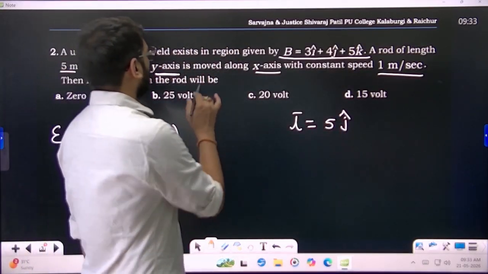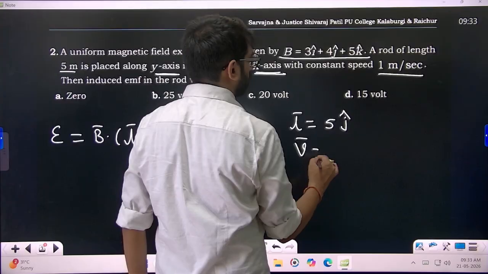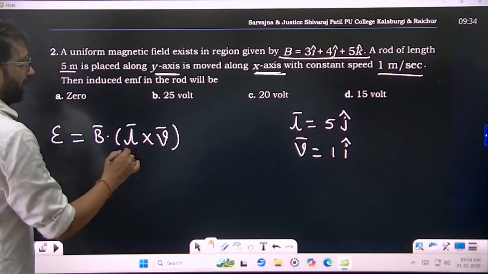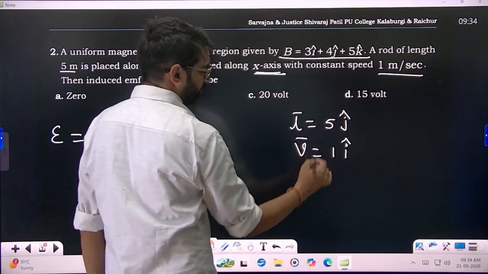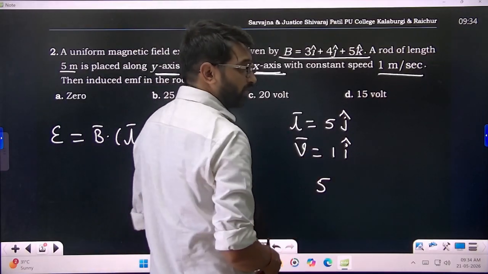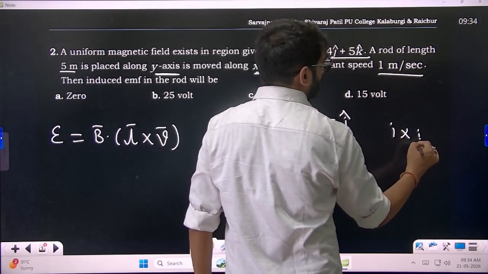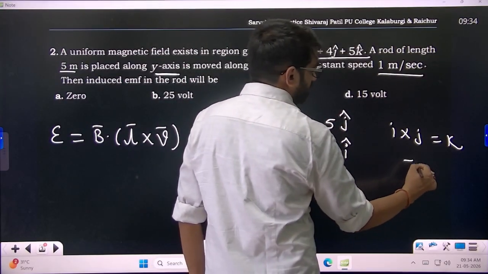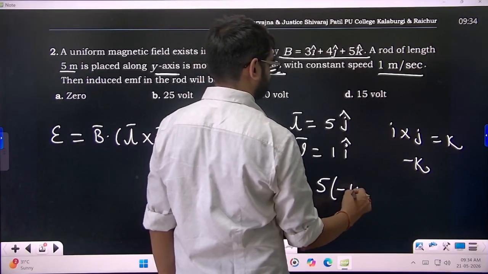It is moving along the x-axis with a constant speed. So velocity V bar is equal to 1 into i cap. So here L cross V. So cross product, 5 into 1 is 5 into j cross i. i cross j is k. We need j cross i. It will be minus k. So this is minus k.